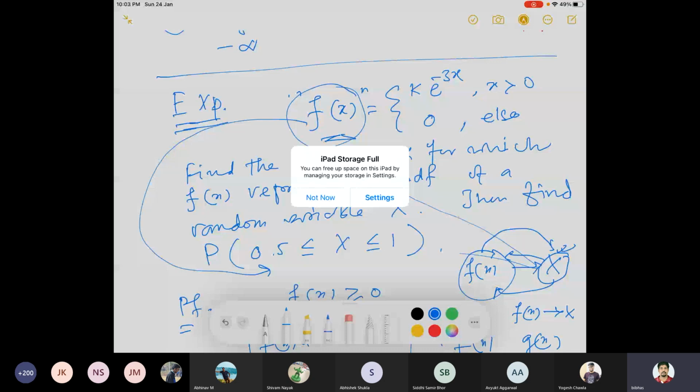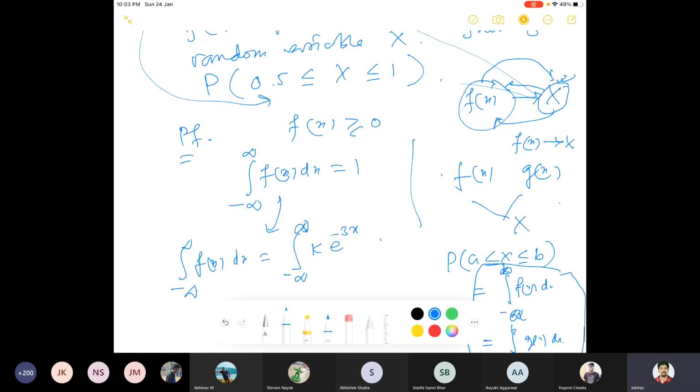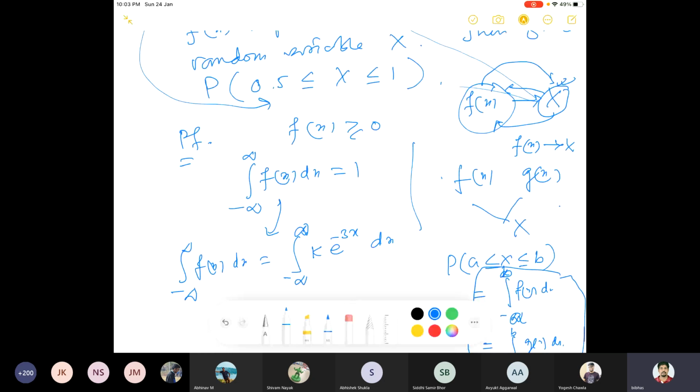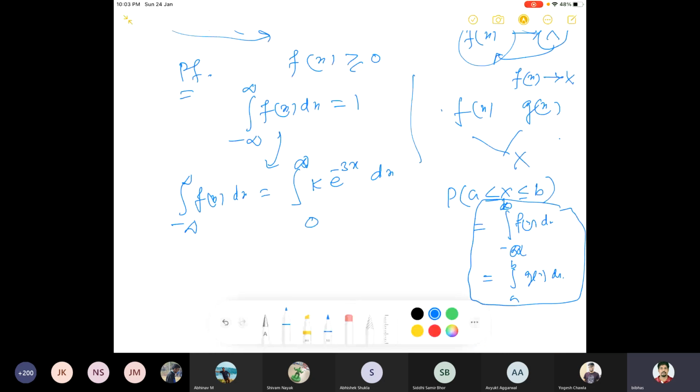I was correct. Okay, minus infinity to infinity. This was K e to the power minus 3x dx, but when x is positive. So that means for other values it is 0. So this is 0 to infinity. K will come out. So this is 0 to infinity e to the power minus 3x dx, which is what?